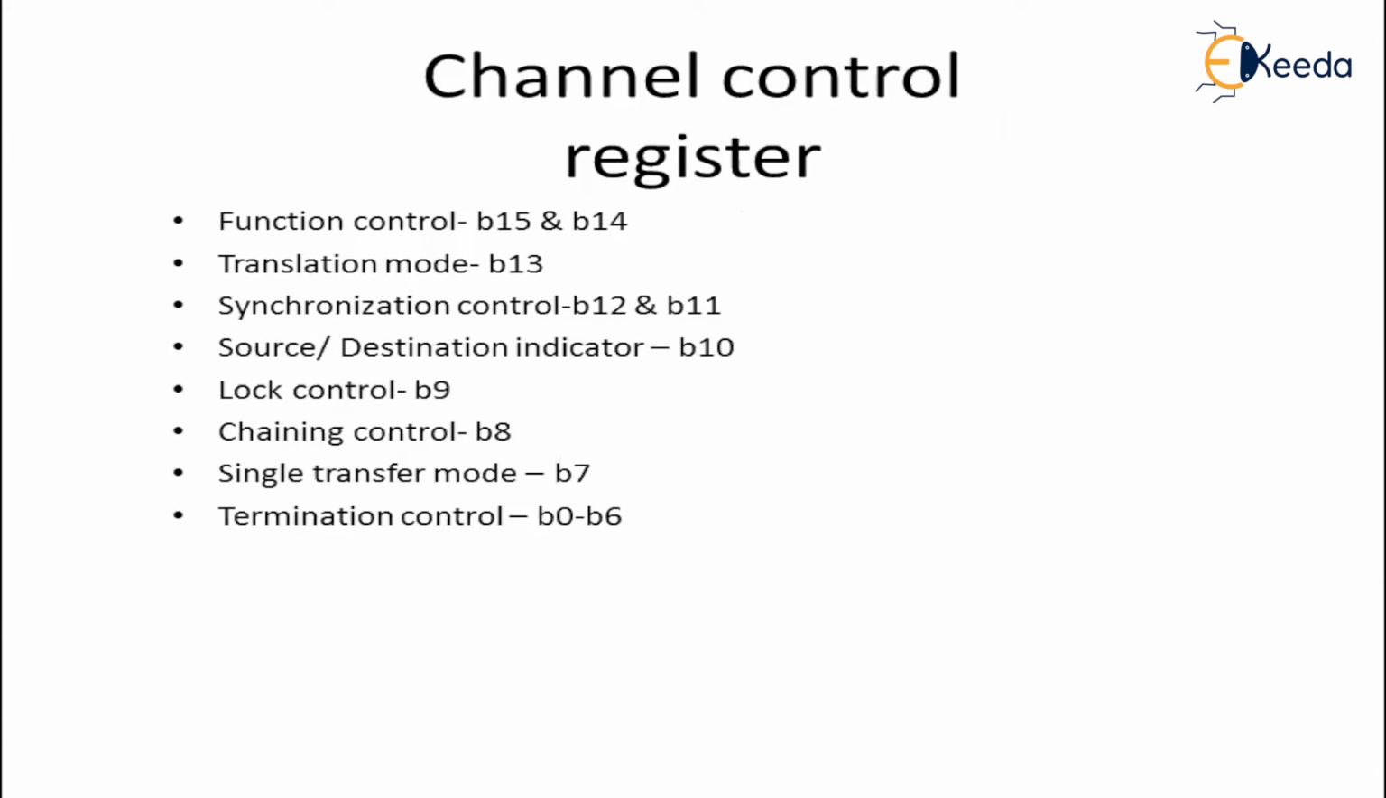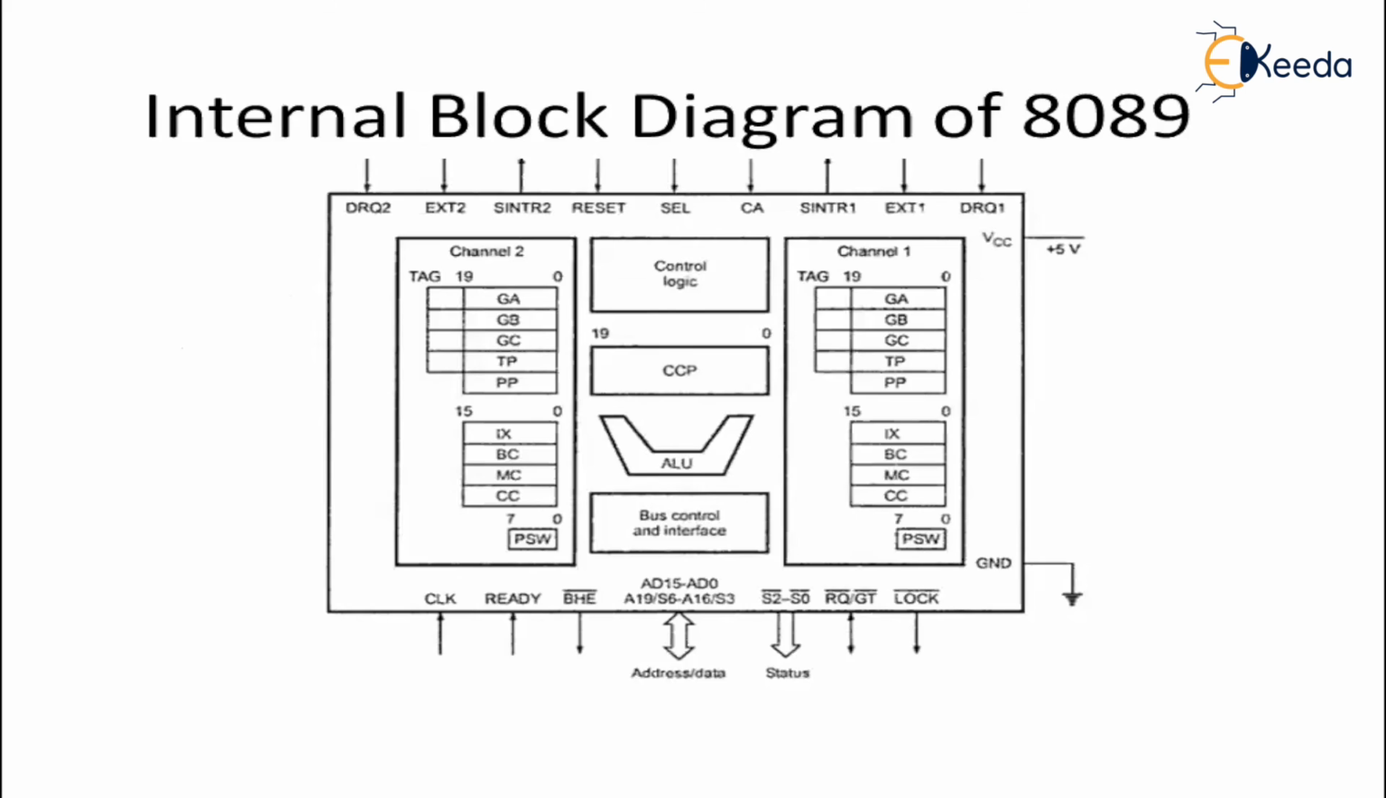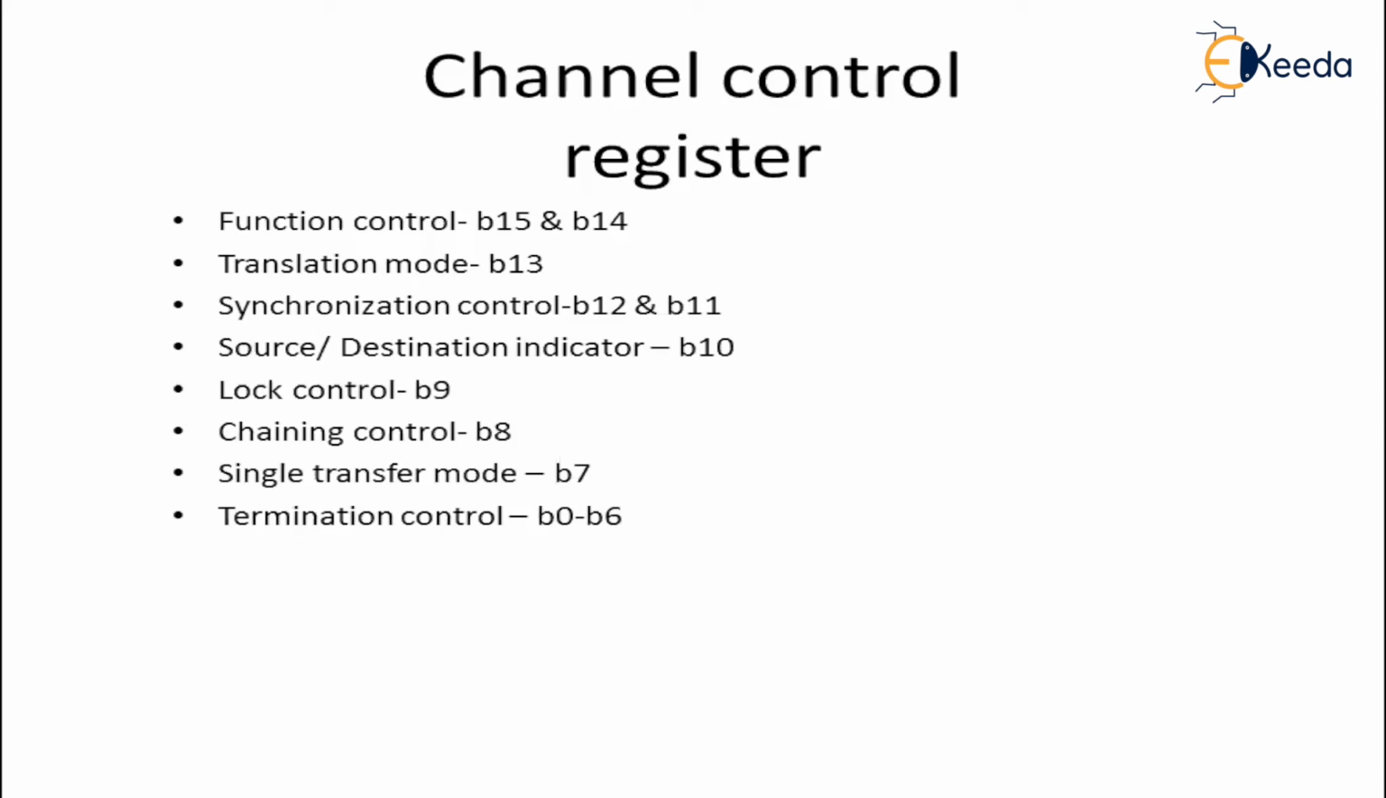Now, what do you understand by channel control register? Function is controlled from B14 and B15. Translation mode is the channel which is considered to be B13. Synchronization control are the channels between B12 and B11. Source destination is B10. Lock control is considered to be B9. Chaining control is considered to be B8. Single mode transfer is B7. And termination control is considered to be from B0 to B6.